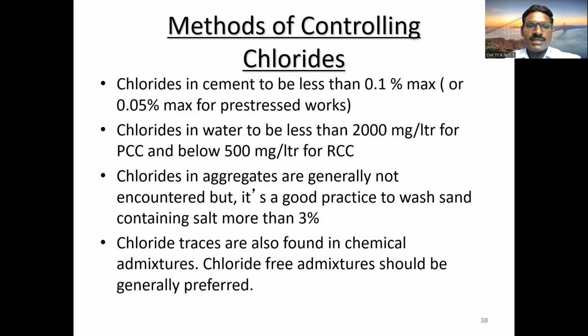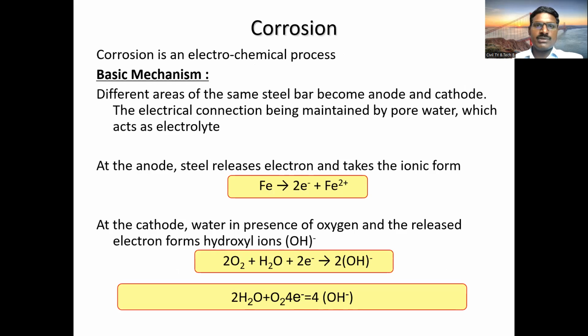So chloride traces are also found in the chemical admixtures, and chloride-free admixtures should generally be prepared so that we can control or avoid the corrosion. So how will corrosion take place?